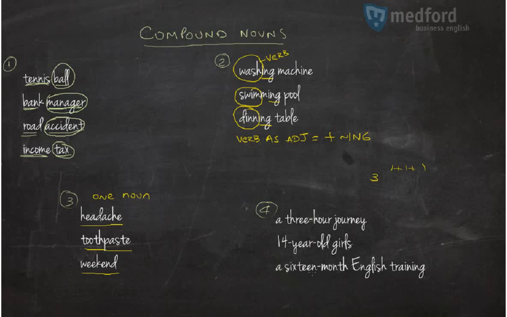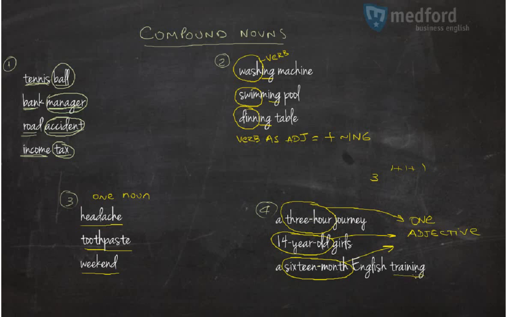14-year-old girls. A 16-month English training. Again, 16-month is plural. It's 16. But I'm using as singular and I'm using a hyphen. And if you notice here, this is one adjective. Okay, so this is one adjective. Same thing here. The three words make up one adjective. And a 16-month, the two words make up one adjective. So you see here, training is the noun. English is one adjective. And 16 months, it's one adjective.